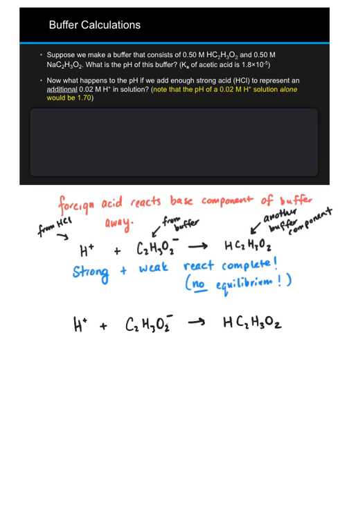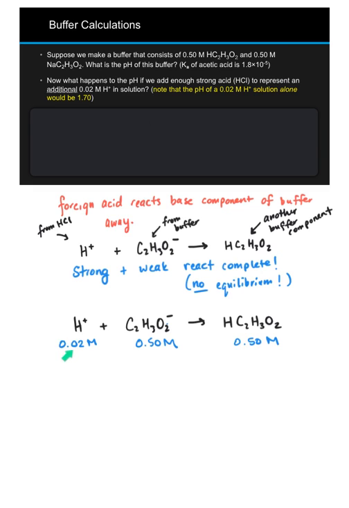Initially in solution, we have 0.5 molar acetate and 0.5 molar acetic acid. We add to this mixture enough H plus to represent 0.02 molar. Because this reaction goes to completion, there's no need to construct an ice table. All we have to do is identify a limiting reactant and use its quantity to establish how much of our other reactant remains and how much product is formed.